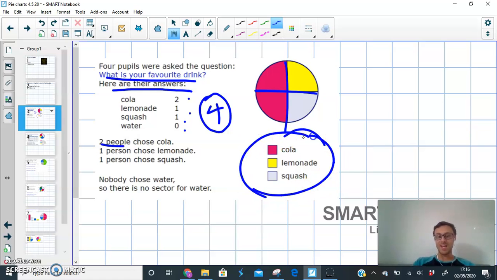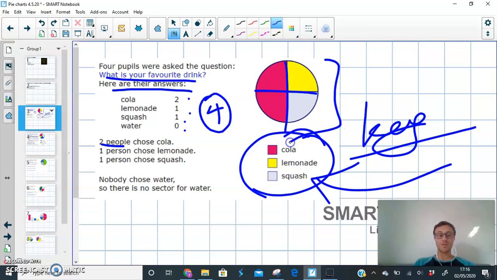And then you can see there is a key there. So for pie charts, you always need a key to understand what each of those are, okay? And obviously, because nobody chose water, there is no section for water.